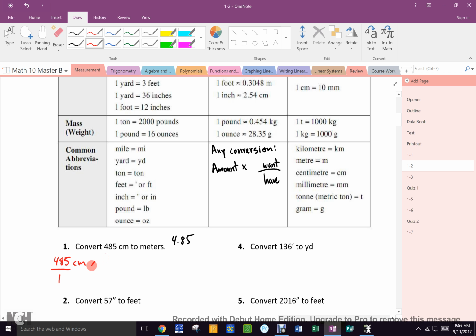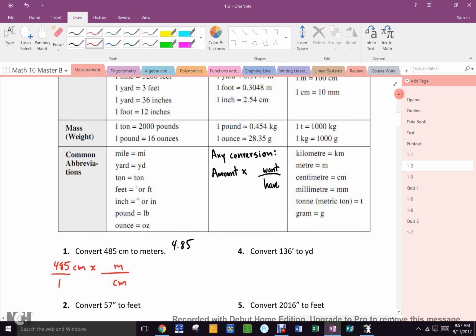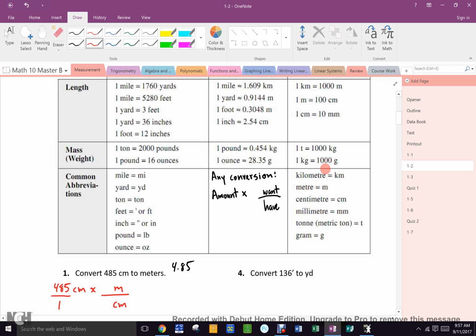Then we have to multiply by the fraction, what we want over what we have. Well, what do we want to convert to? Meters. So we want meters on the top, and pretty soon an M will show up there. And what do we have? We already have centimeters, yes? Everybody cool? Okay. Now, then we go up to our little chart here. And by the way, you do not have to memorize this chart. You will get it on your tests.